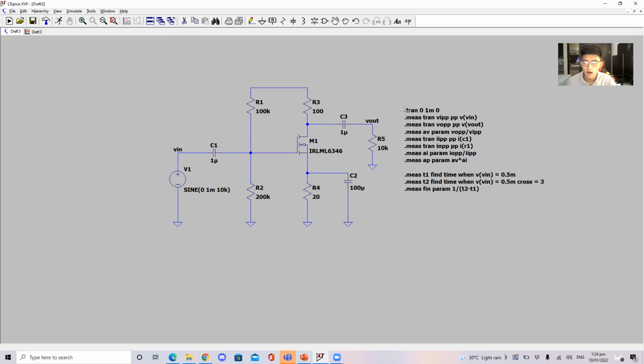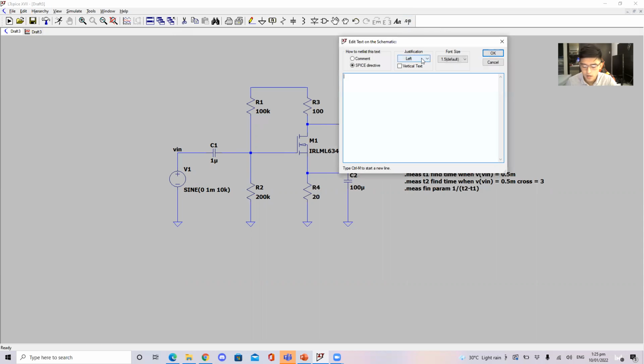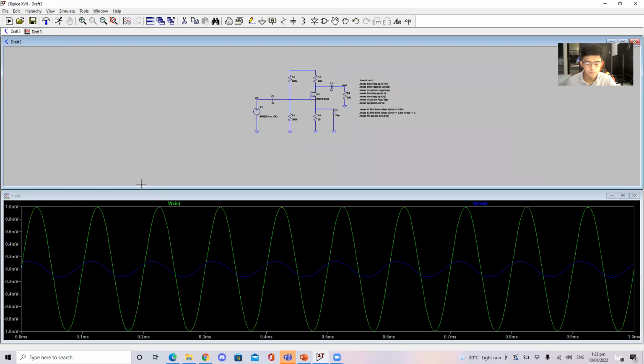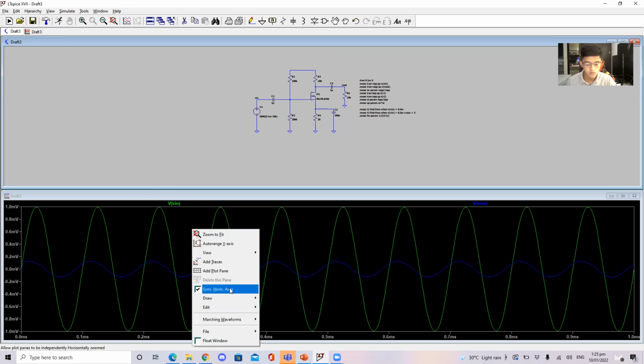To do that, I just use .tran 0 1m 0. You write that here in the SPICE directive. You basically write .tran, then 0, 1m, 0. And after you write that, you run it, which is this symbol right here. I already ran this earlier, so we're going to delete it and repeat the process.